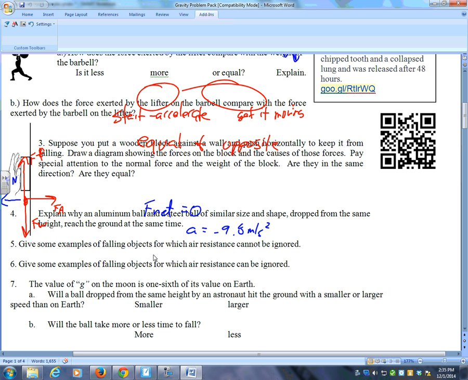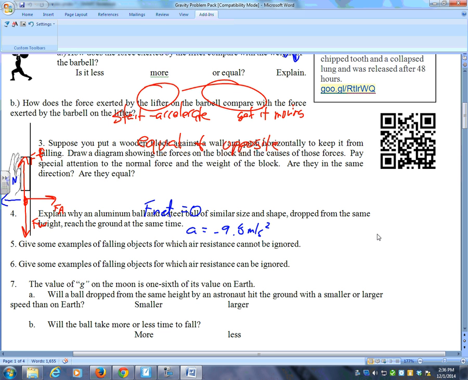Give some examples of falling objects for which air resistance cannot be ignored. Balloons, sure. Paper, coffee filters, parachutes, feathers, birds, I suppose, things that are relatively light. Well, a penny, I suppose. Do pennies reach terminal velocity? If they reach terminal velocity, then you cannot ignore air resistance. So yes, after a while, pennies certainly do reach terminal velocity.